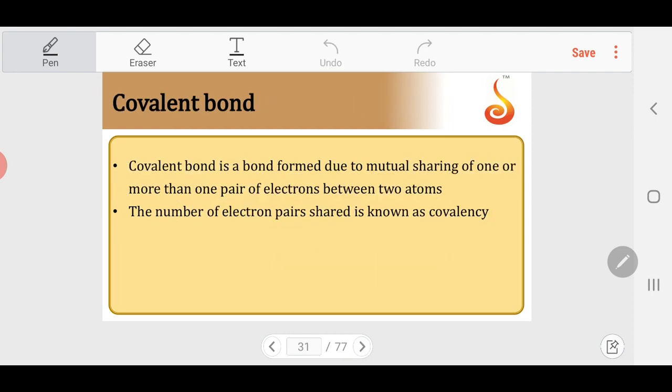Going to the covalent bond. A covalent bond is a bond formed due to mutual sharing of one or more than one electron pair between two atoms. The number of electron pairs shared is known as the covalency of the molecule or atom. So a covalent bond is always formed due to mutual sharing of electron pairs between the two atoms. If one electron pair is shared, it forms a single bond. If two electron pairs are shared, it forms a double bond. If three electron pairs are shared, it forms a triple bond.